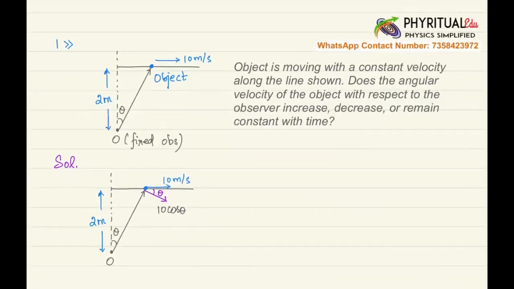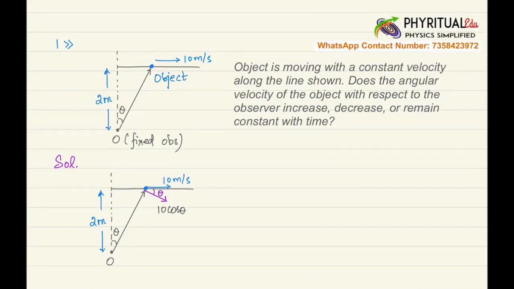The question is this: there is an object moving along a straight line with a constant velocity of 10 meters per second, and there is an observer fixed at point O, such that the distance of the observer from the line of motion is 2 meters. Assuming that the object starts at t equal to 0 directly above that observer, find out whether omega of this object as seen by that observer is going to increase, decrease, or remain constant with time. That is the idea behind this question.